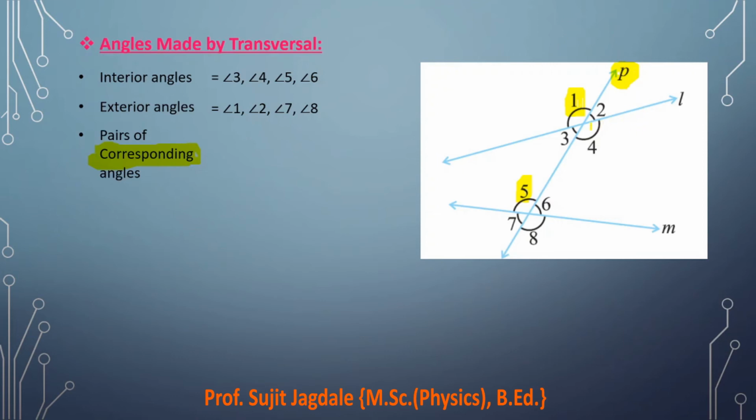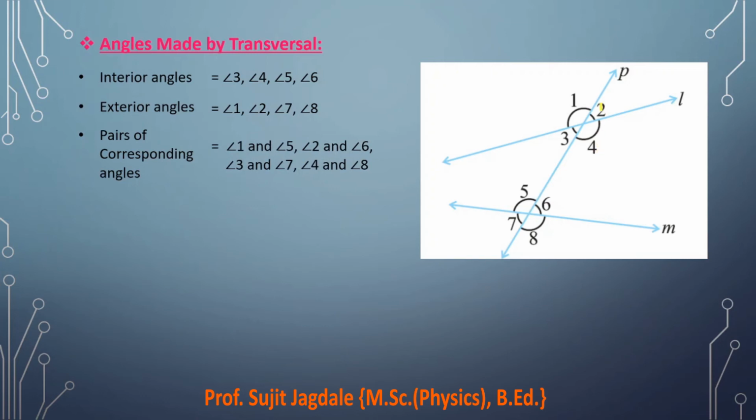Then angle 1 is formed for line L and angle 5 is formed for line M. If we compare the positions of angle 1 and angle 5 with respect to lines L and M, both are present above those lines. So again same, above. Therefore these two angles are referred to as corresponding angles, and that is the first pair. In a similar way you can consider other pairs.